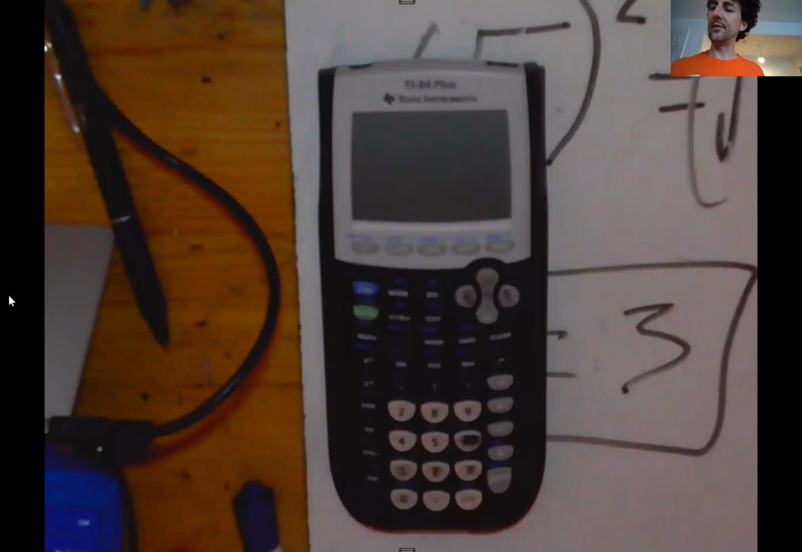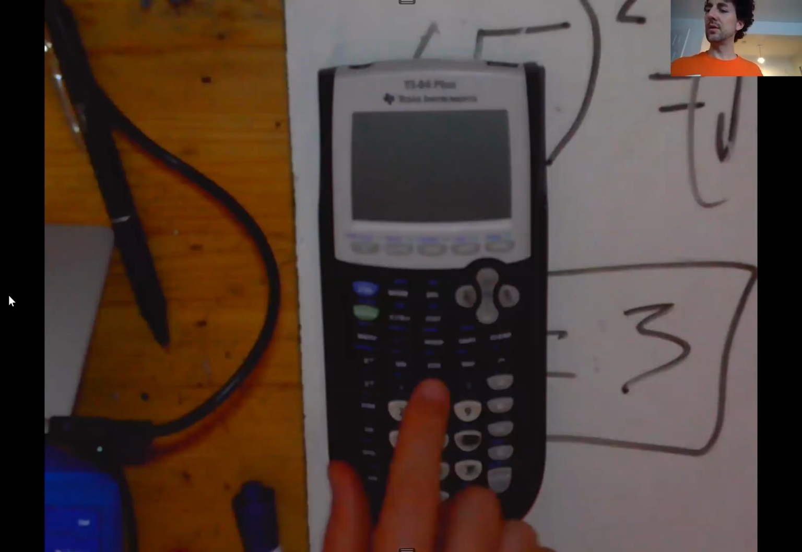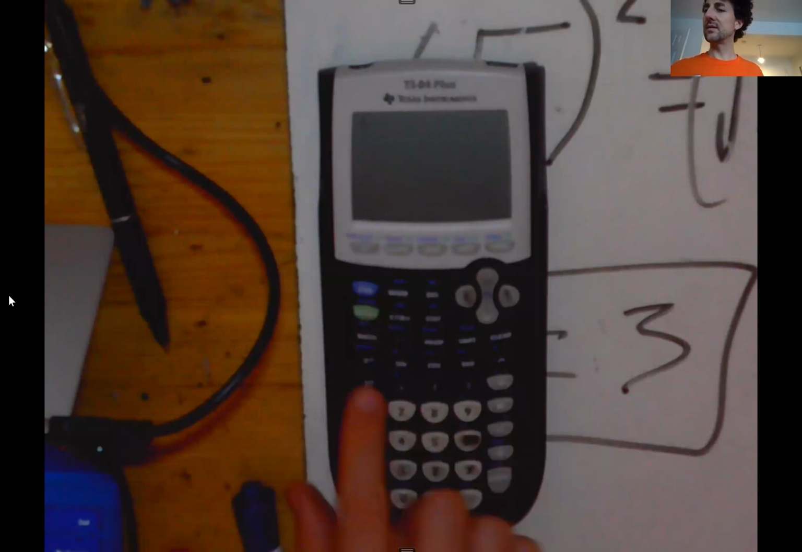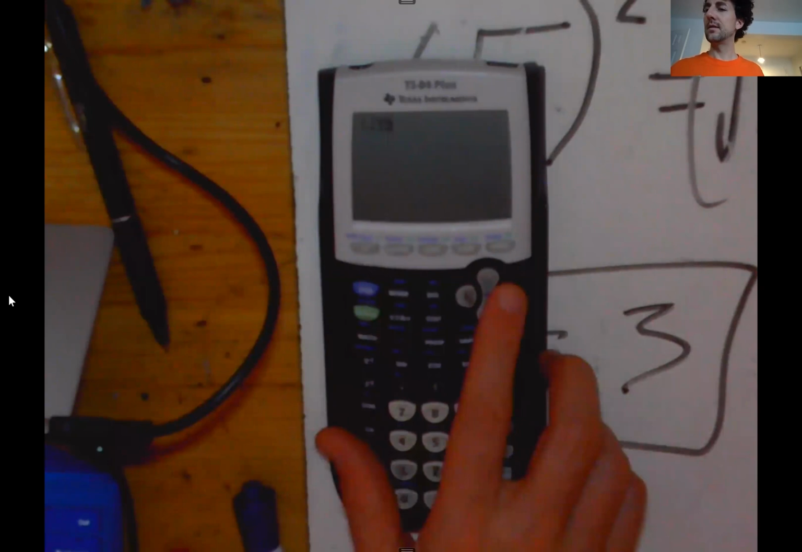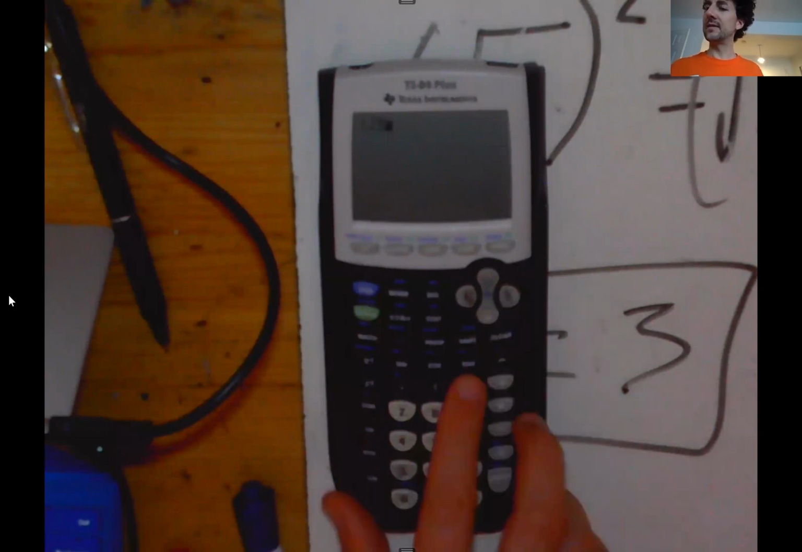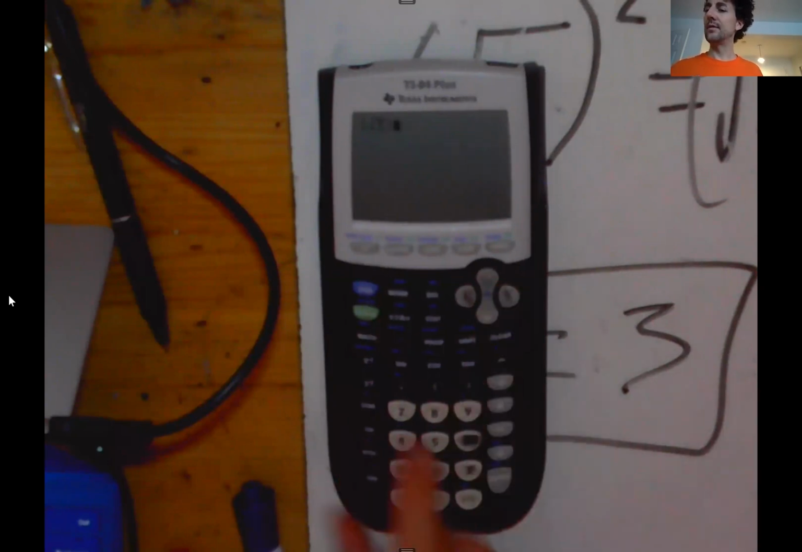Let's use the calculator to prove that this is true. Parentheses, square root of 3, go to the right, and then raise this to the second power, and that's 3.